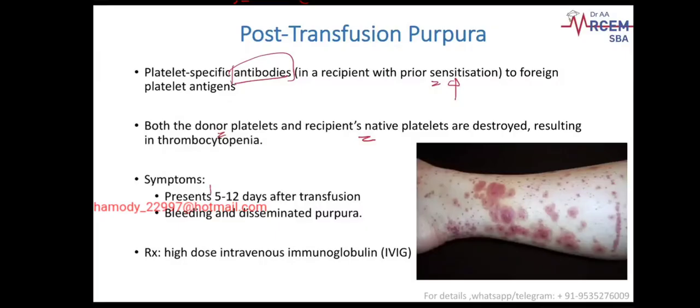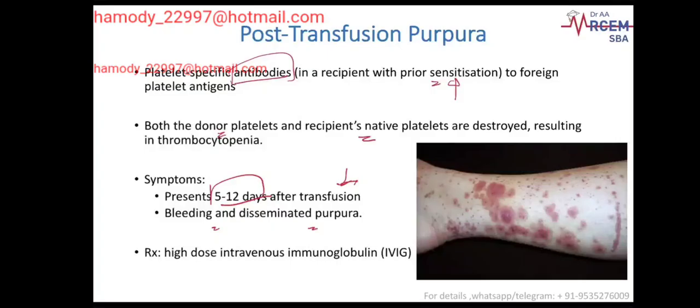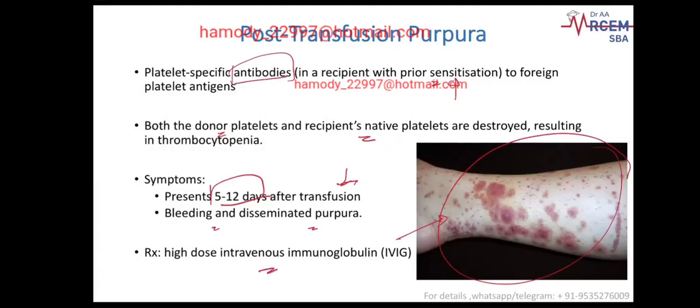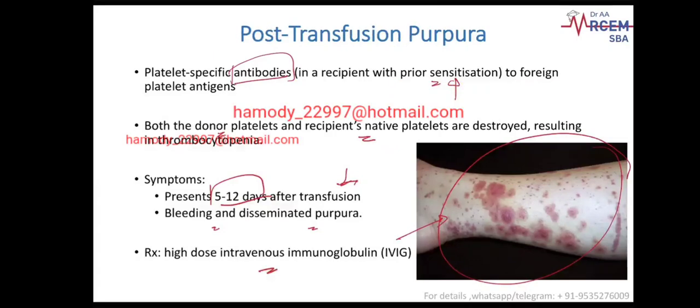Usually they present days after a transfusion, and bleeding and disseminated purpura is commonly seen. In this patient, how do you treat it? This is the purpuric rash I'm talking about. You treat with high doses of intravenous immunoglobulins.